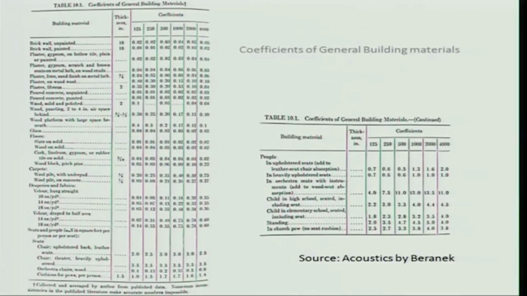Let's look at something else. Suppose on the floor you have carpet. Then what is the absorption coefficient for carpet? You can have two types of carpet, woolen carpet with underpad, if there is a lining below it. Then at 125 it's 0.2, at 250 it's 0.25, at 500 it's 0.35 and so on and so forth.